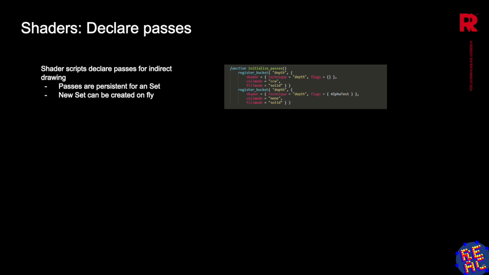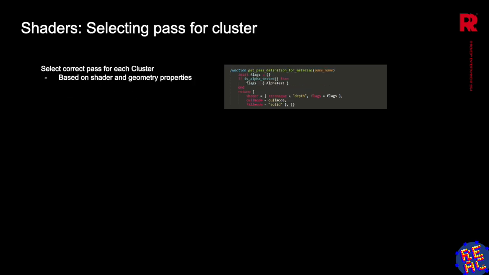Once we have the passes set up, it's time to insert clusters into the correct bucket in each pass. In order to assign a geometry cluster into a bucket in a pass, we again run a Lua script. This time we read the geometry and material properties of a cluster and determine again what kind of pipeline state is needed for drawing. If the requested pipeline state doesn't match anything that was earlier registered, we raise an error as the setup is invalid and the cluster cannot be drawn.